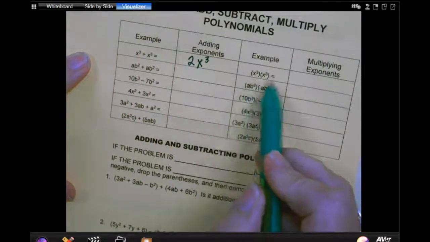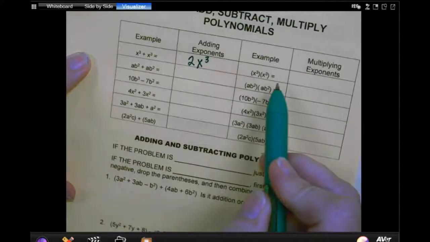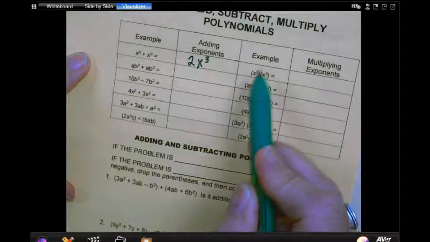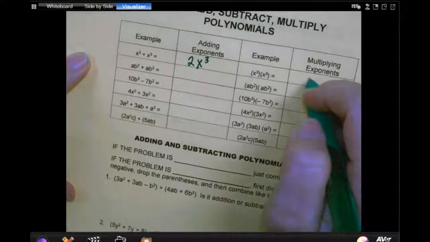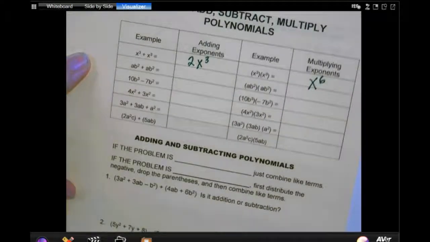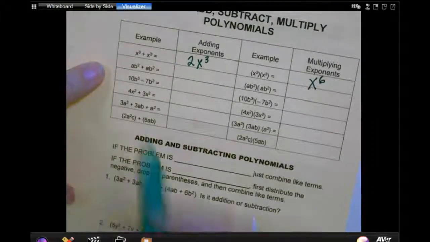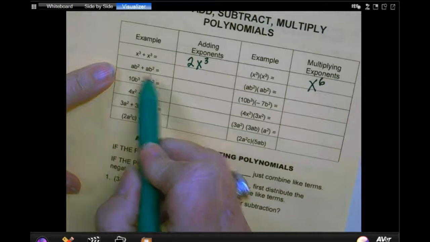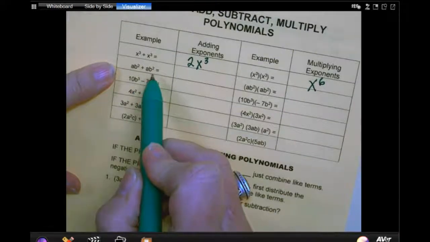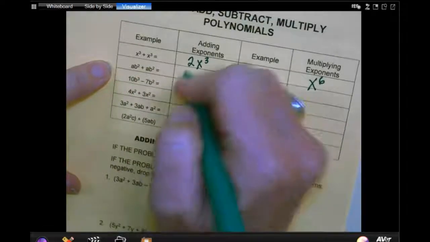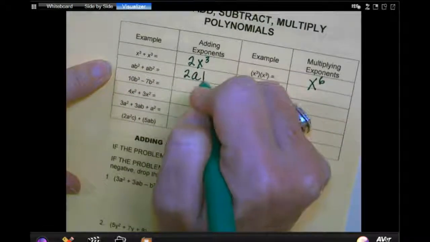But when I multiply, what do I get? X to the third times x to the third, you add the exponents. So I get x to the sixth. So for this one, when you're adding, we do not change the exponent. So I get 1ab squared plus 1ab squared is 2ab squared.